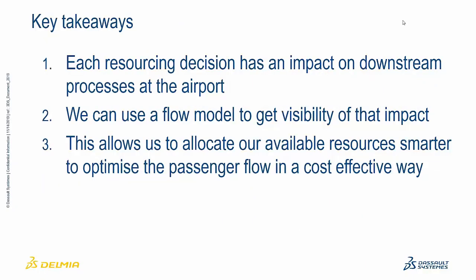So let me start with the key takeaways. Typically we would do that by the end of the presentation, but I just want to give you a bit of an idea what the questions are we're going to answer. First, after this presentation, you should understand that each decision we make in our resource allocation has an impact on the downstream processes at the airport. That we can use a flow model to get visibility of that impact. And once we have that visibility, that we are capable of allocating resources in a much smarter way to optimize the passenger flow in a cost-effective way.